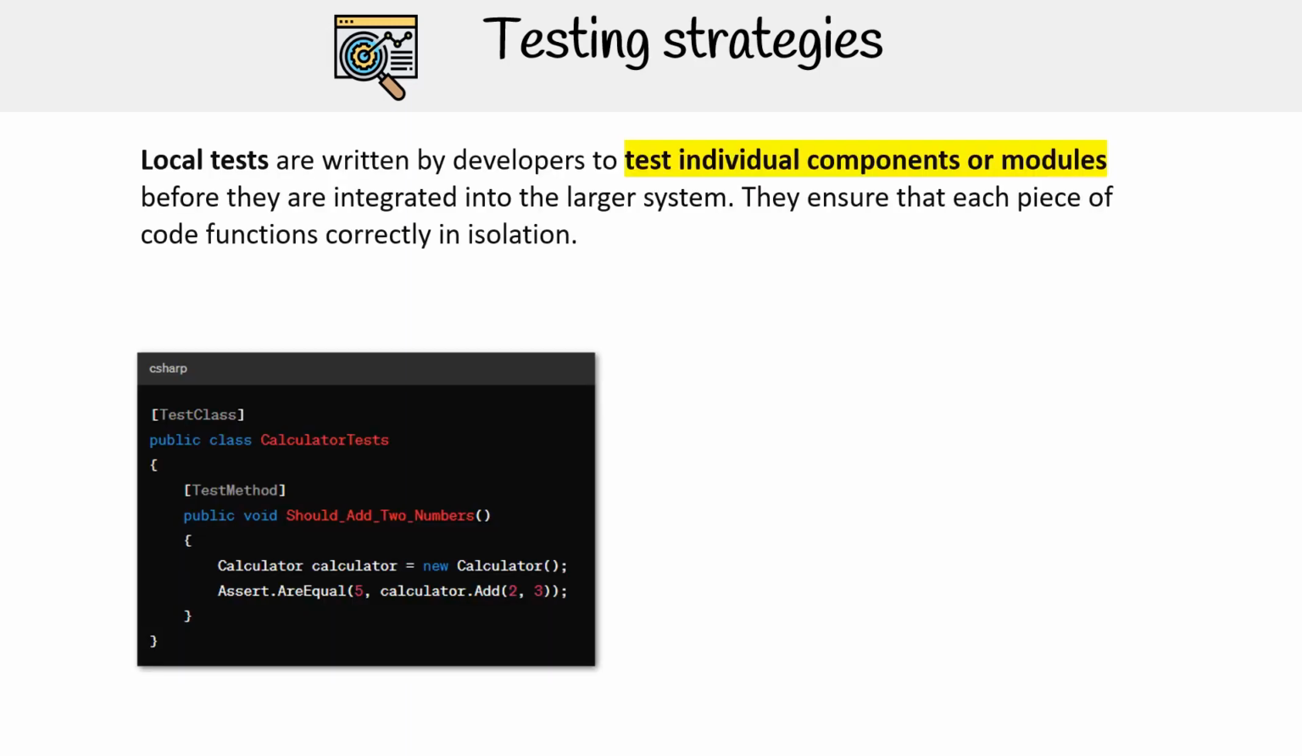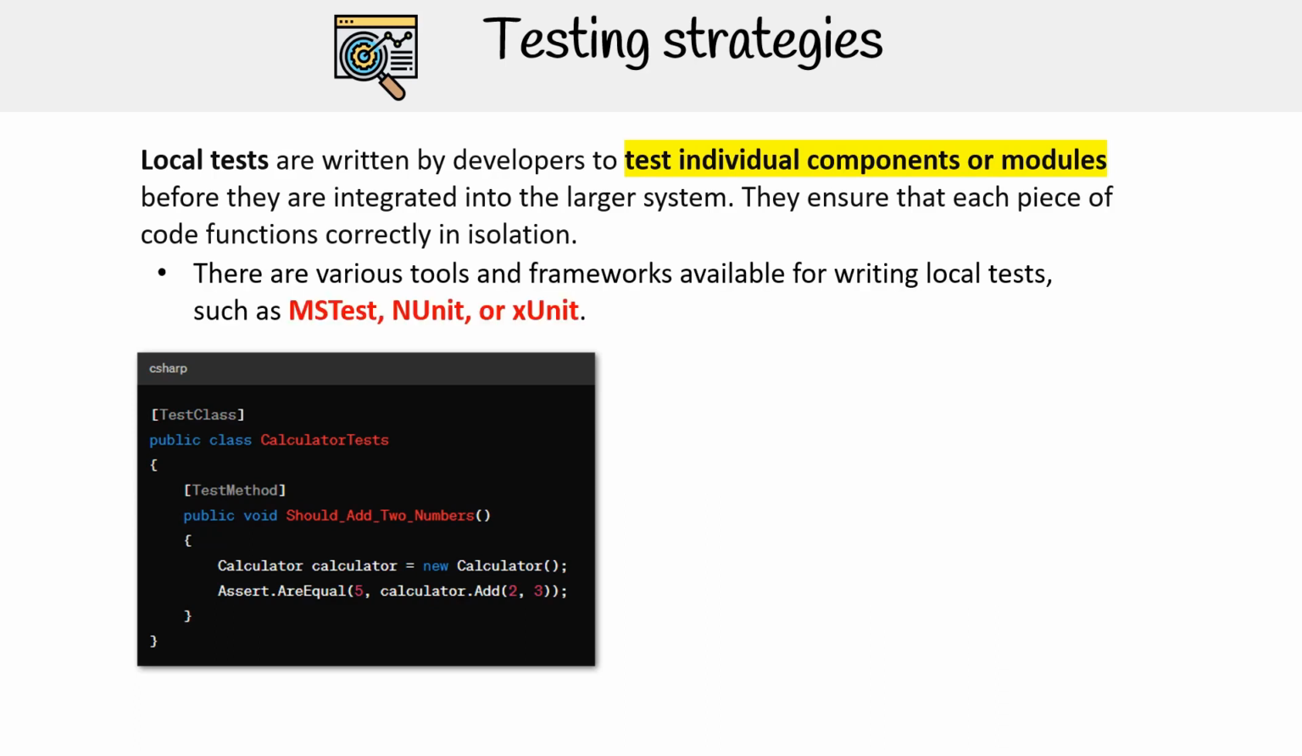The next topic we'll be covering are testing strategies. Local tests are written by developers to test individual components or modules before they are integrated into the larger system. They ensure that each piece of code functions correctly in isolation. There are various tools and frameworks available for writing local tests, such as MSTest, NUnit, or XUnit.